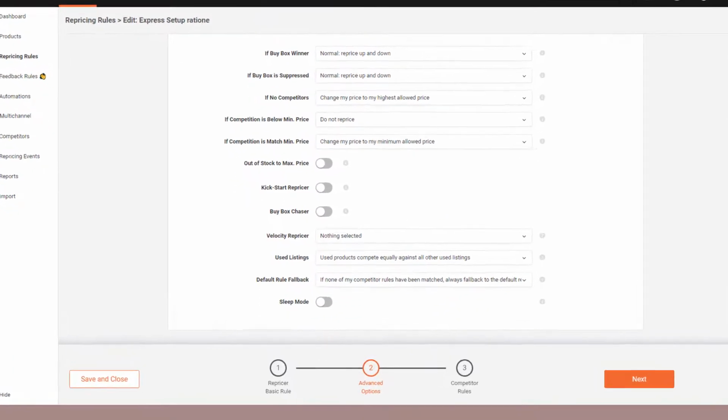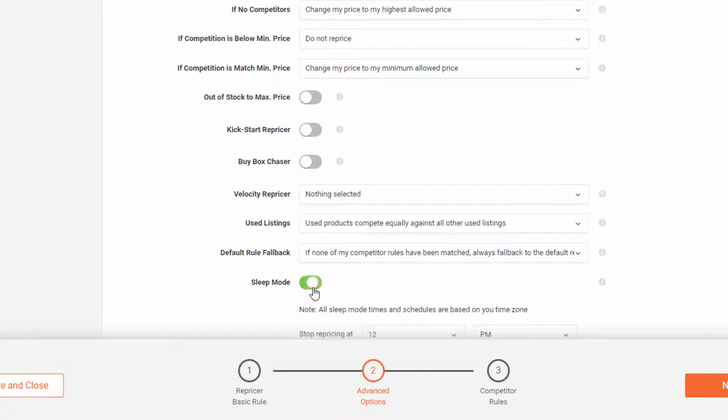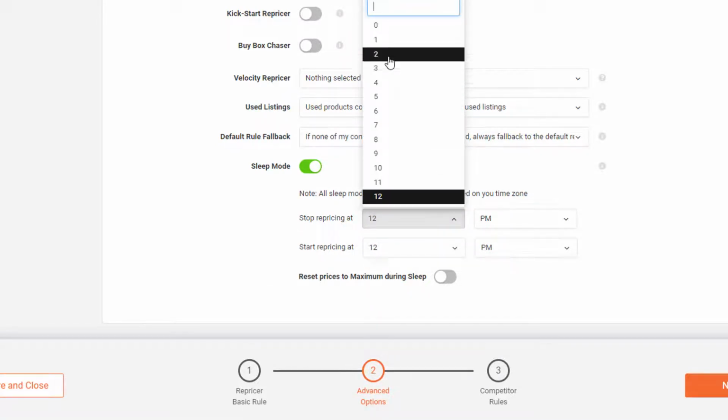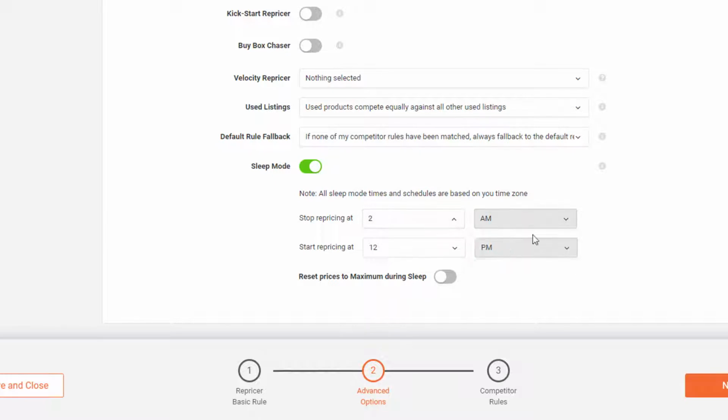When you turn on Sleep Mode, you get to determine a start and an end time. Between the two times you select, repricing will continue, but we won't upload any of the price changes to Amazon. This allows you to remain competitive as soon as you come out of Sleep Mode. During this time, you can also reset your price for these products to their max price. This is how we pull your competition's price up.